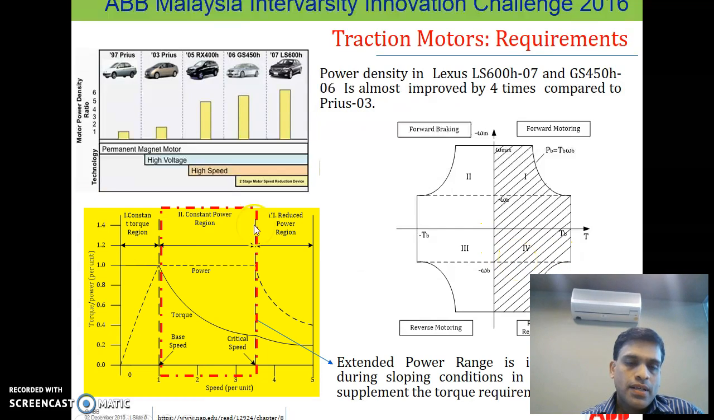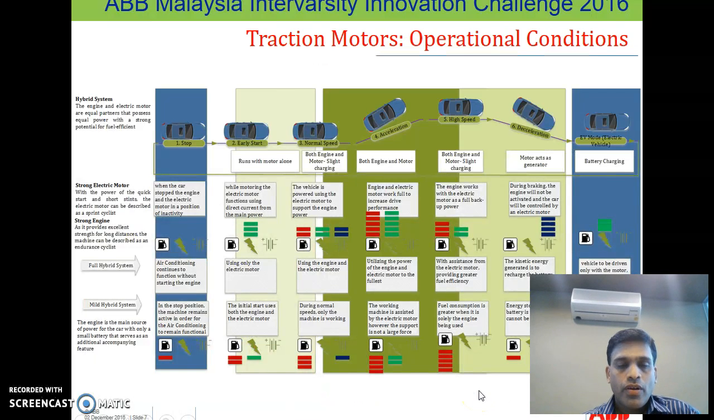Then you explain this curve. This is a constant torque, constant power, reduced power region. So our purpose is basically, if you want to have an extended operation during the sloping condition, either going up or going down, you need to have the power region to be bigger, so it cannot drop straight away, it cannot drop abruptly. So extended power range is important during sloping condition, the supplement for the torque requirements.